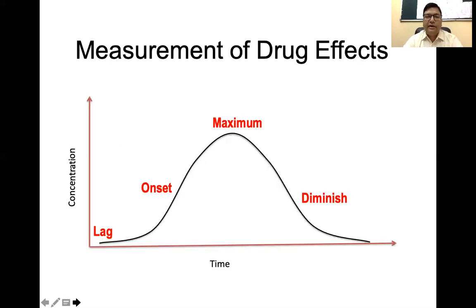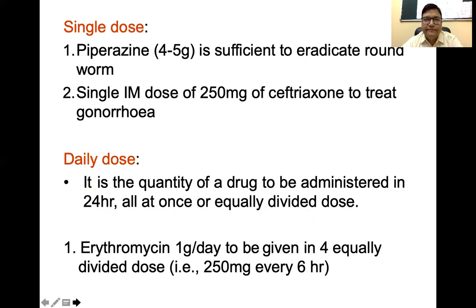Coming to the measurement of the drug effect, when we take a drug orally, there is a lag period during which the plasma concentration of the drug keeps increasing, until a time is reached when the onset of action starts. It peaks when the maximum plasma concentration is reached, and the maximum effect of the drug is there. With metabolism and excretion, the plasma concentration decreases, and the effect of the drug also decreases.